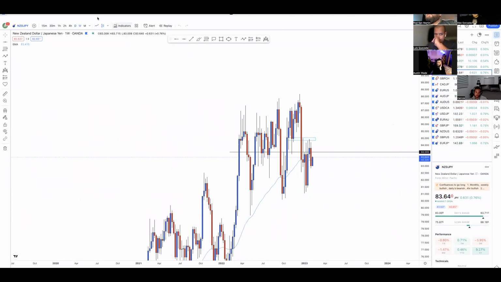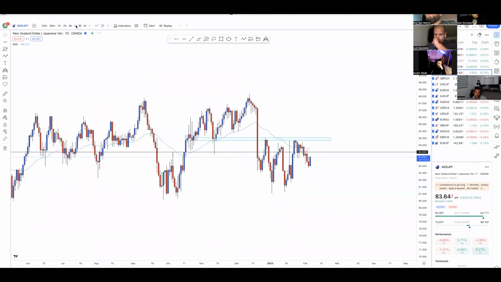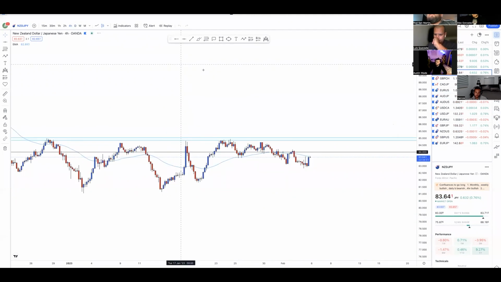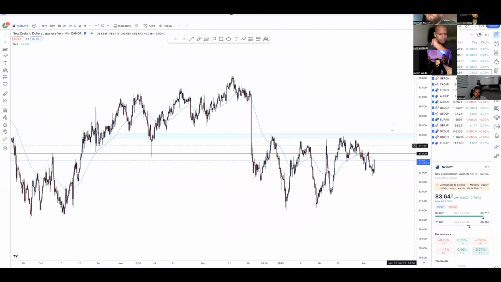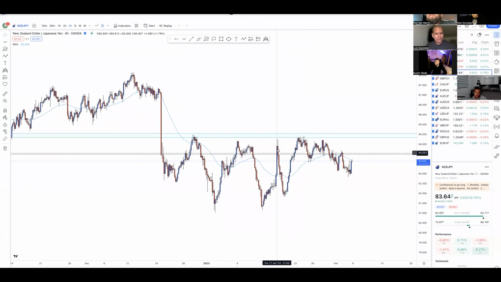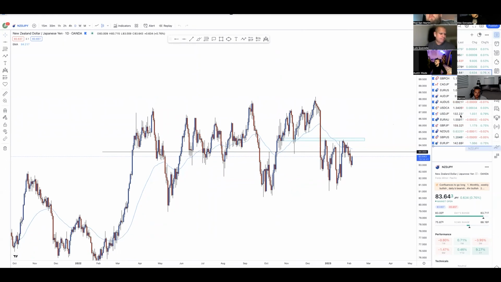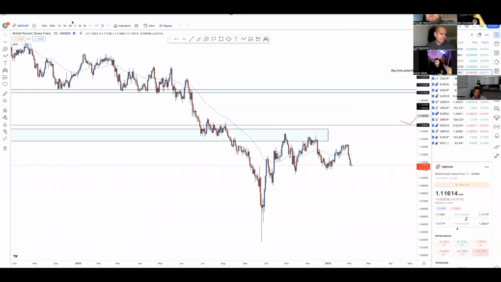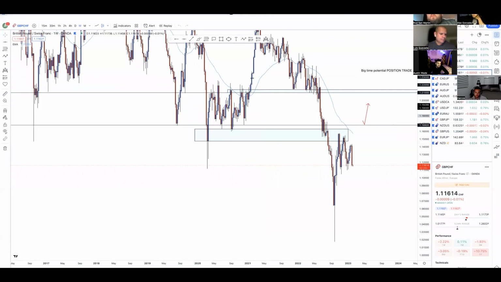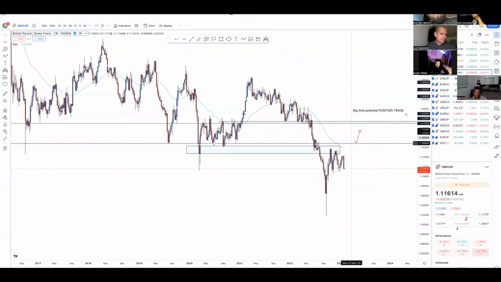NZD JPY looks very similar to GJ. Literally copy paste what GJ looks like. But we look decent, lower, higher low. 4 hours bullish, daily is bullish. I'm good. GBP, this is so annoying. I love this pair, but it's got to get above here. Throw it to the bottom.